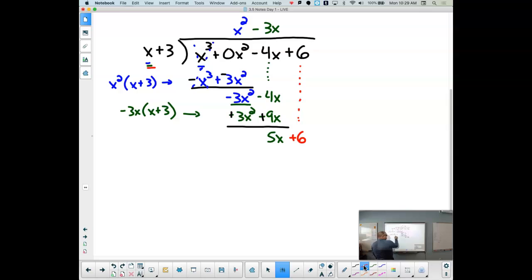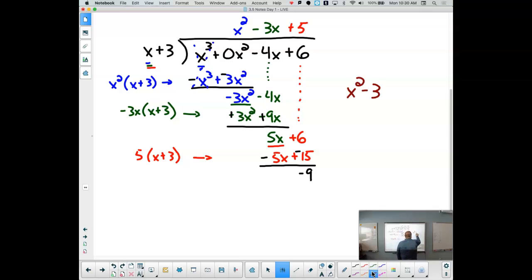I need x to look like 5x, so that's going to be plus 5 there. So then we're going to have 5 times x plus 3, and that's going to be 5x plus 15, and then I'm going to switch both signs, and that's going to be negative 9 there. So my answer here would be x squared minus 3x plus 5 plus negative 9 over x plus 3.